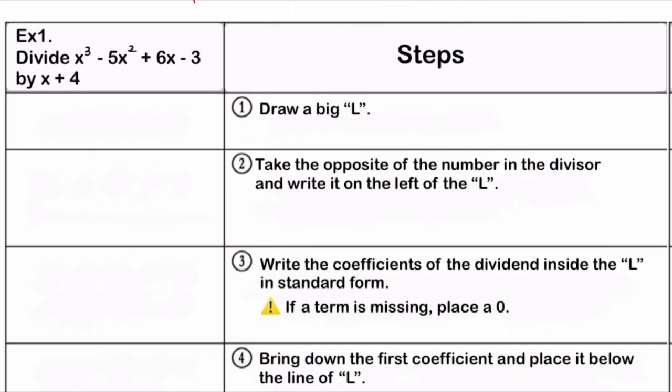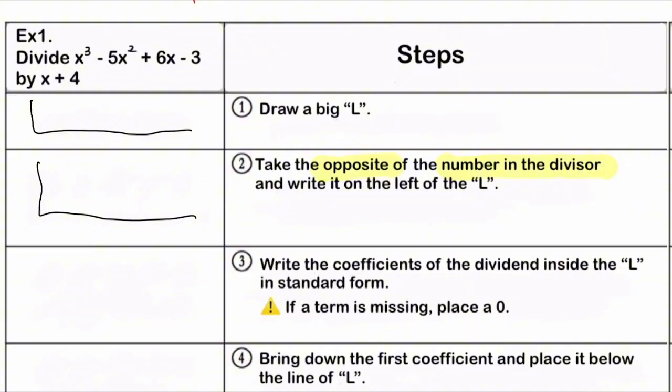First, we're going to start with step 1. Draw a big L. It should look something like this. Probably a little better than that because my drawings are not great, but you get the vibe. Big L. Step 2. Take the opposite of the number in the divisor. So again, I'm going to highlight that. The opposite of the number in the divisor.